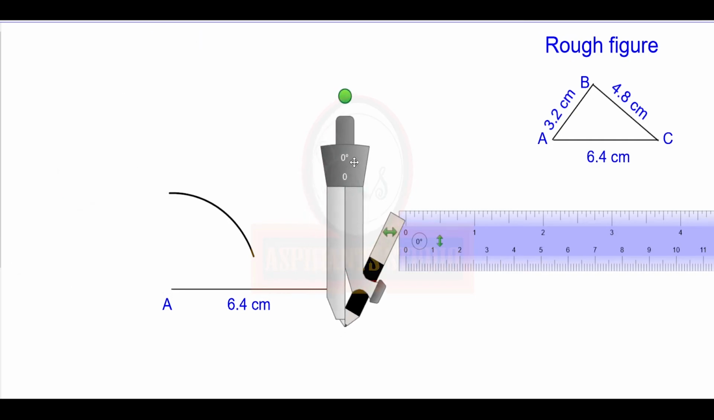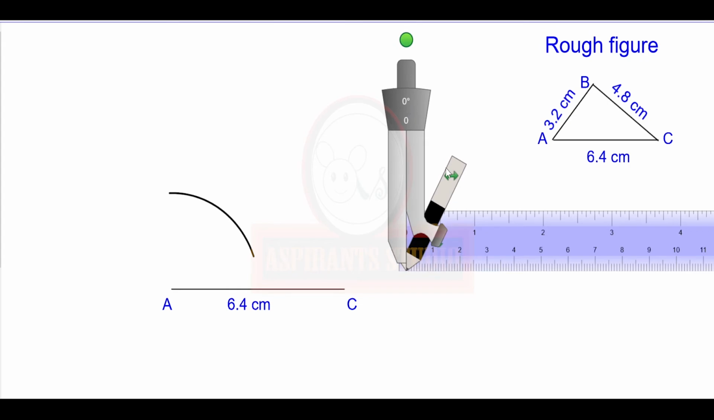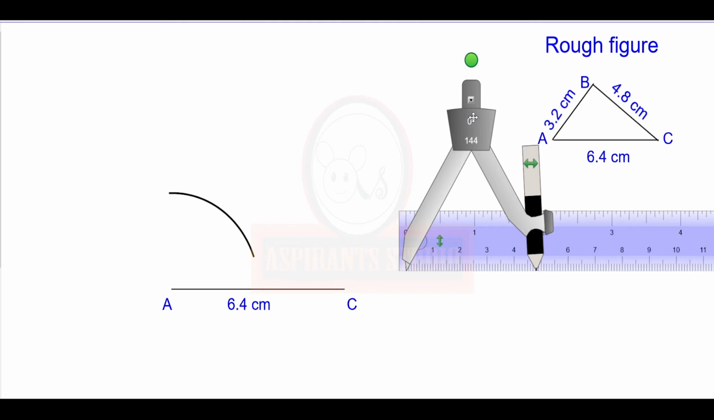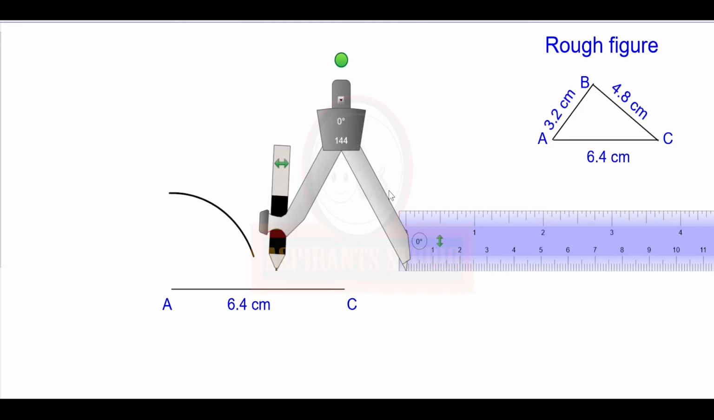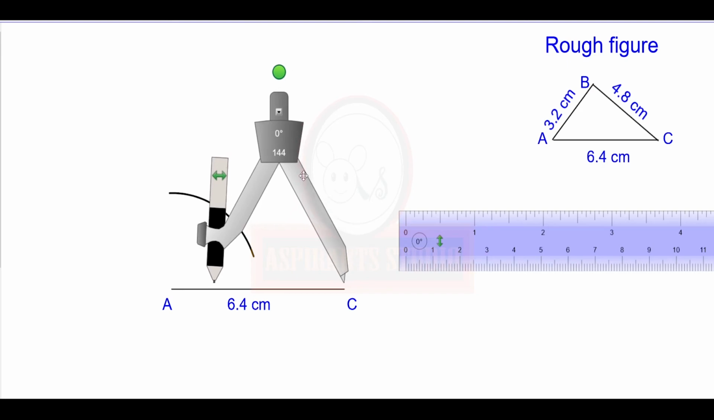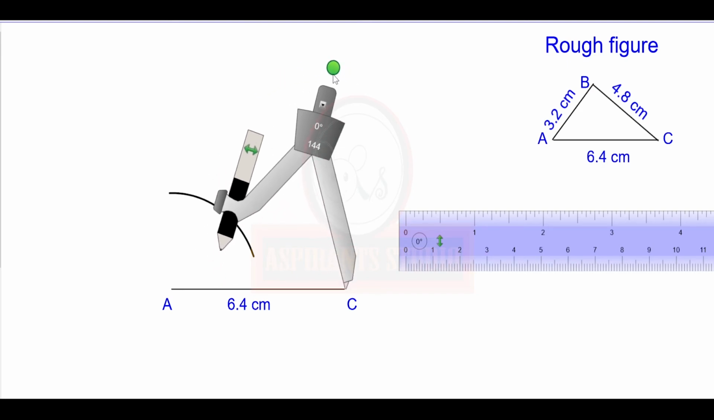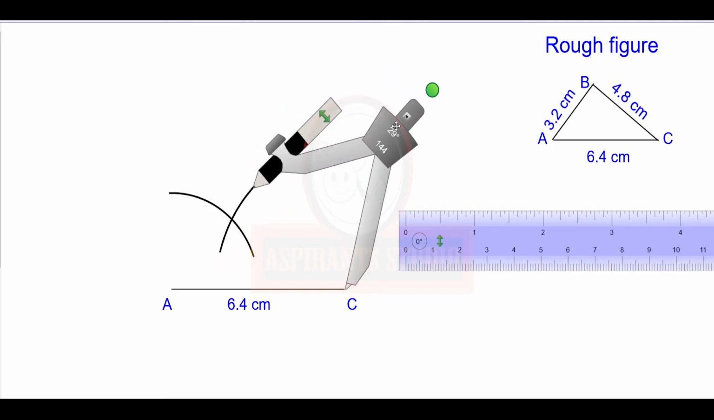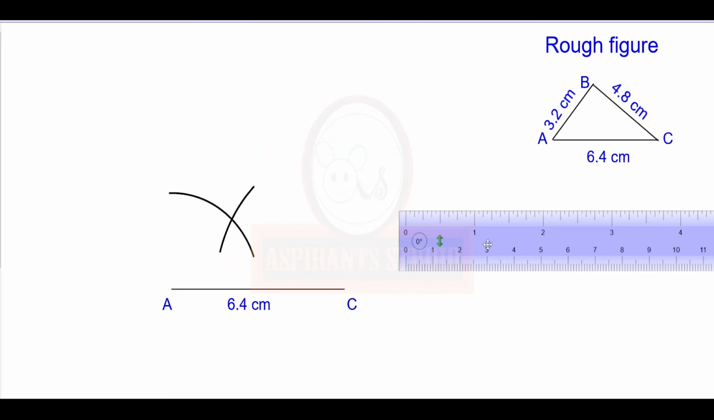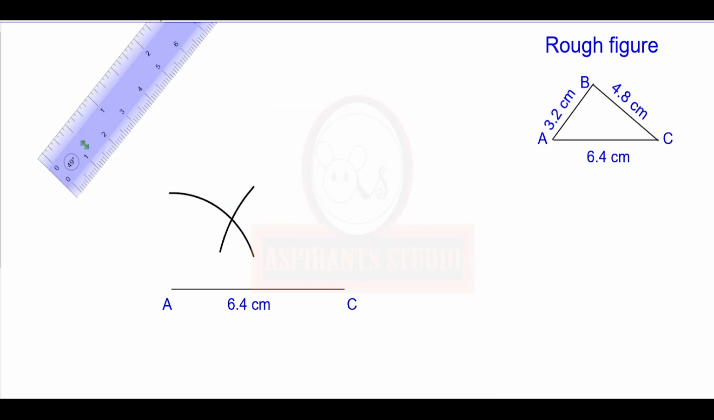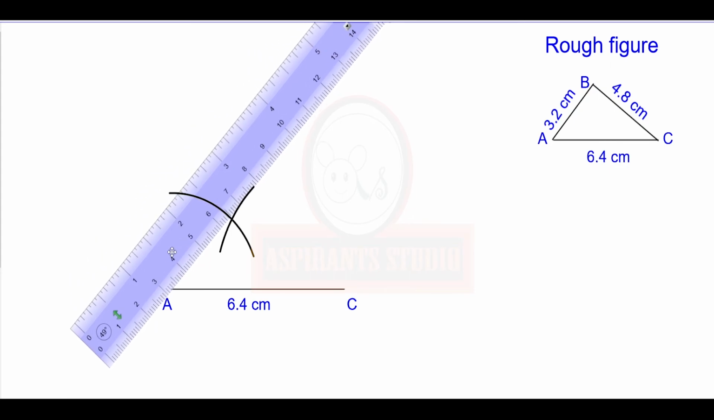Now measure BC as 4.8 centimeters. Because BC is not 3.2 centimeters, it is 4.8 centimeters, so we have to measure it on the ruler. Keep the sharpened end at C and cut this arc. Now the point of intersection of the arcs will be B. Now we have to join AB and BC.